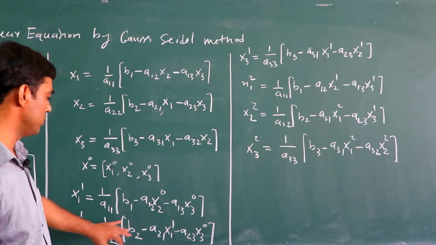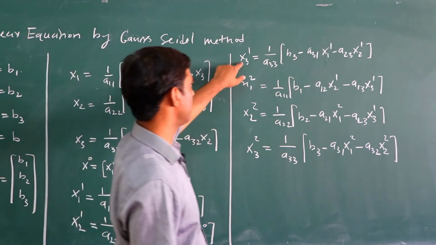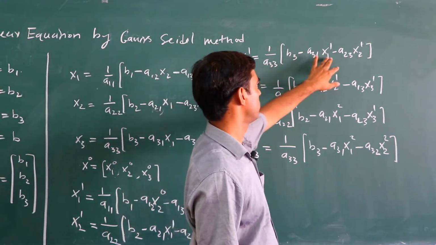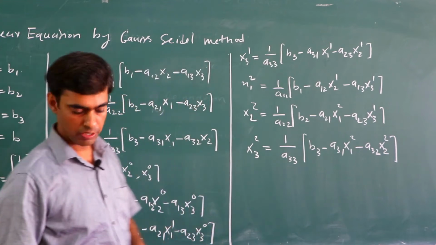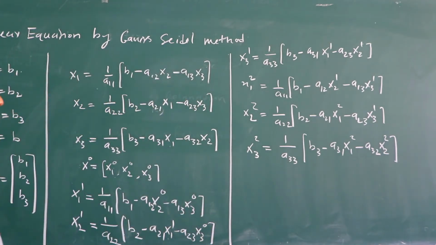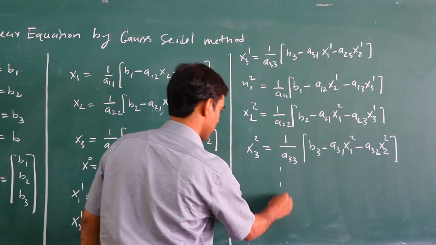So this is the procedure: as we calculated the new value of x1, to find the new value of x2, we use the new value of x1. To find the value of x3, we use the new values of x1 and x2. Now, in a similar manner, this is the general procedure.